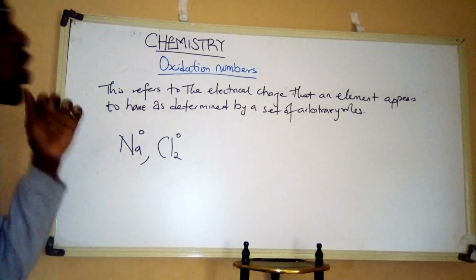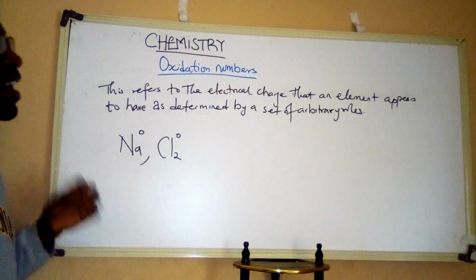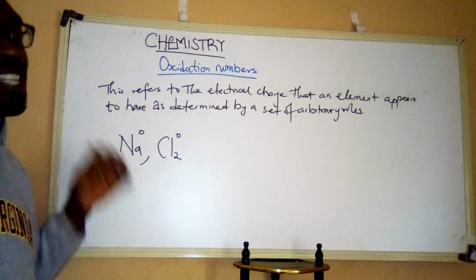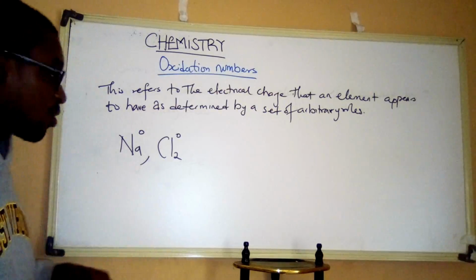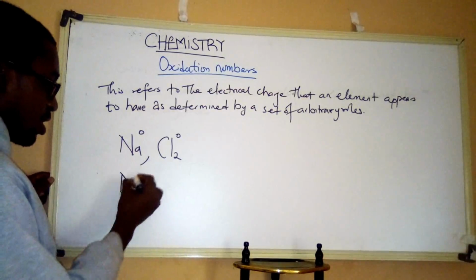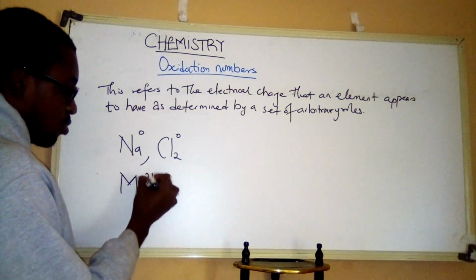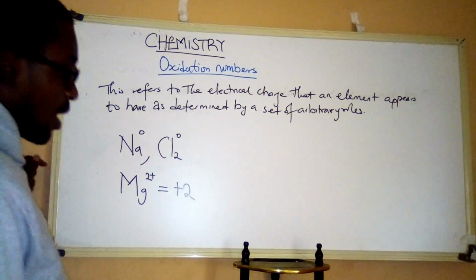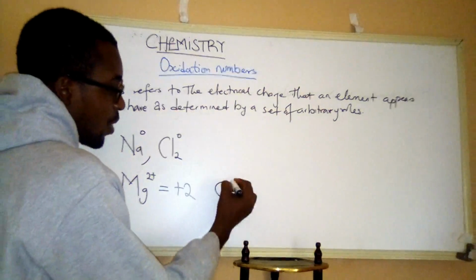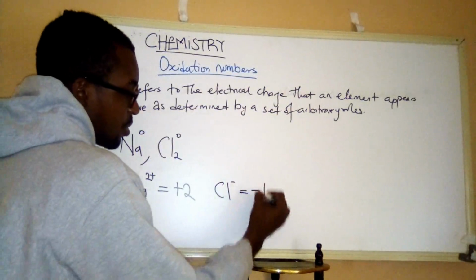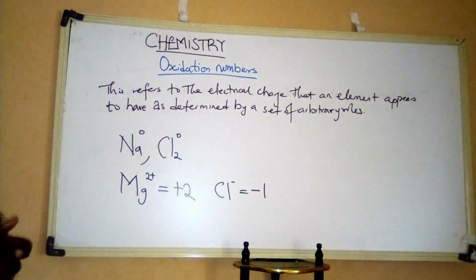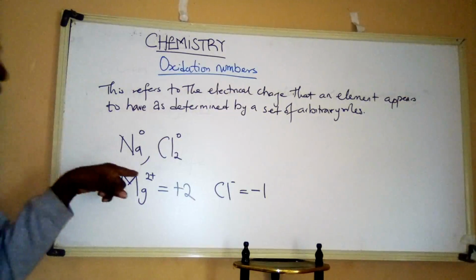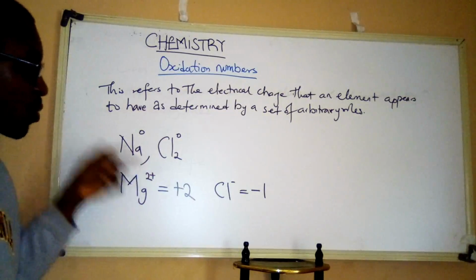Another thing you need to know is that an element that occurs in a simple ion has the size and charge of that ion. For instance, Mg2+, the oxidation number is actually +2, and then Cl-, the oxidation number is -1. You can see that this occurs in an ionic state, and the oxidation number is taken to be the charge of that ion.